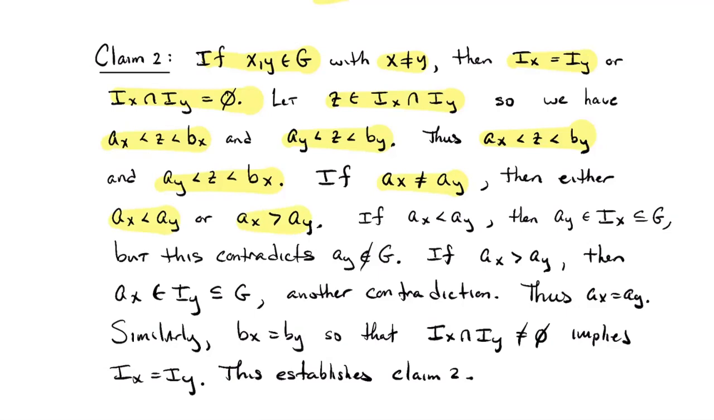Well, if a sub x is less than a sub y, we'll check out the cases one at a time. If a sub x is less than a sub y, then that would mean that a sub y belongs to I sub x. Why is that? Well, a sub y is at least a sub x right here. And a sub y is certainly less than b sub y.